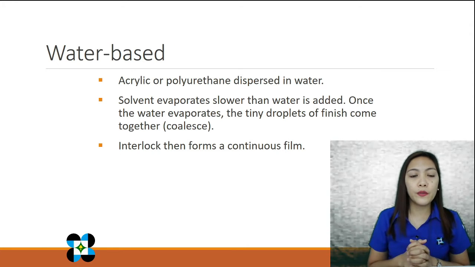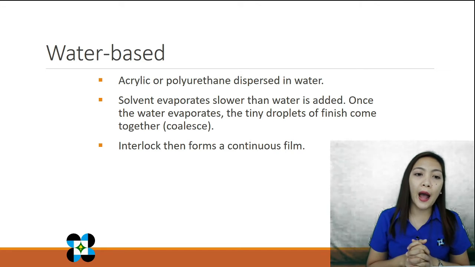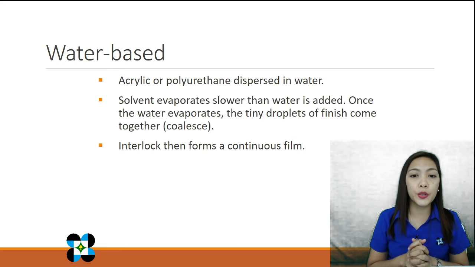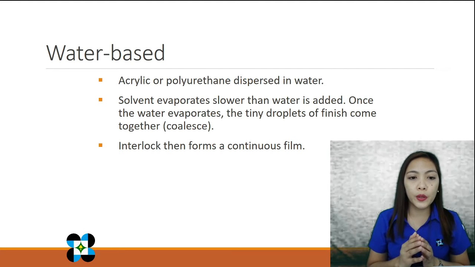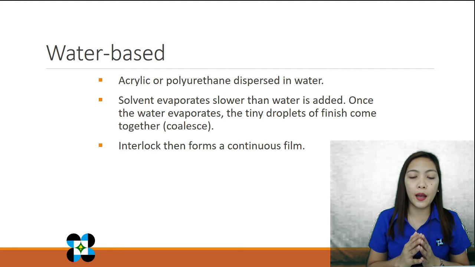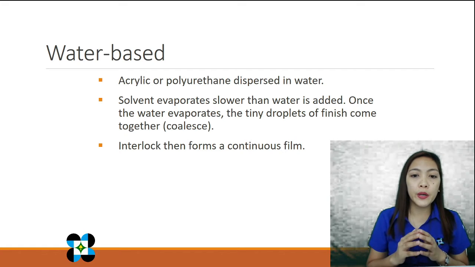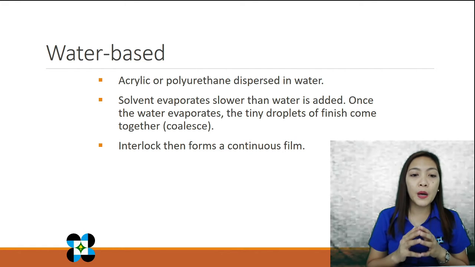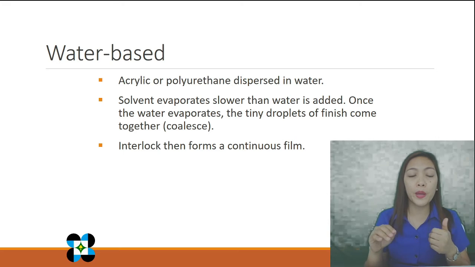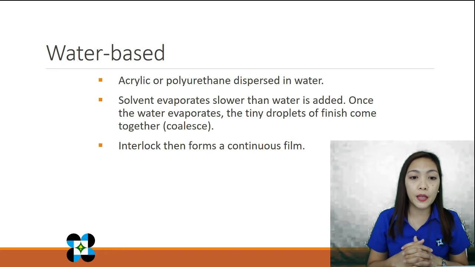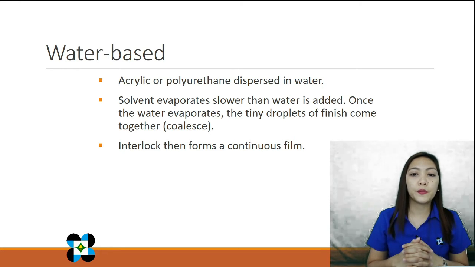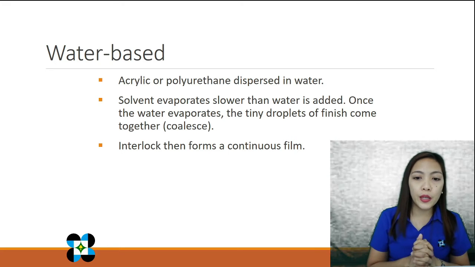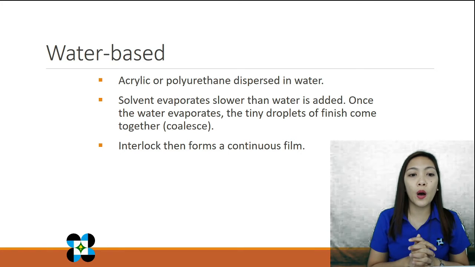And then we have the so-called water-based. So ang mga water-based finishes are either acrylic or polyurethane dispersed in water. So basically, since siya ay water-based, ang solvent component niya is yung mga nag-evaporate slower than water. Ibig sabihin, mas mabilis ma-dry ang water compared to the solvent na gamit dito sa mga water-based na finish. So once the water evaporates, yung mga tiny droplets of finish come together to coalesce.